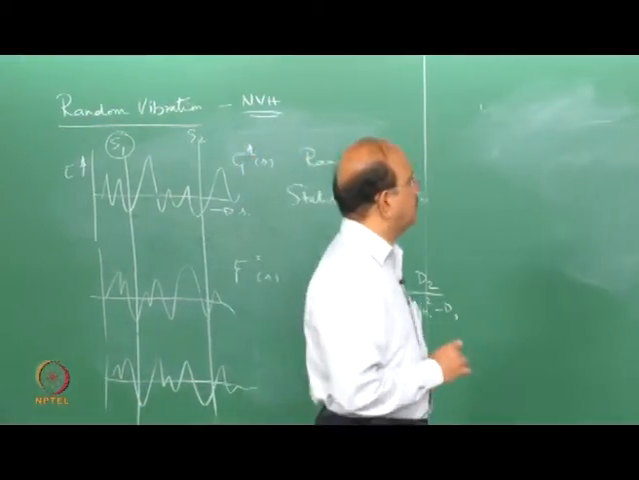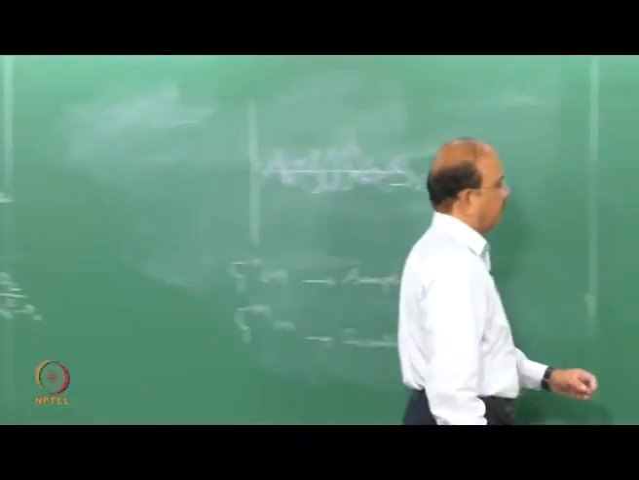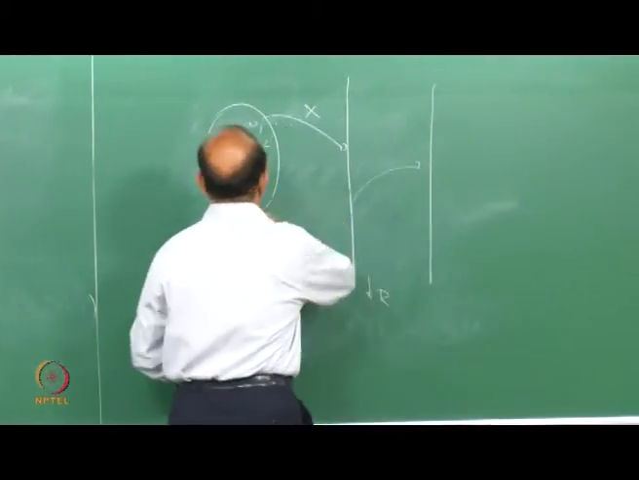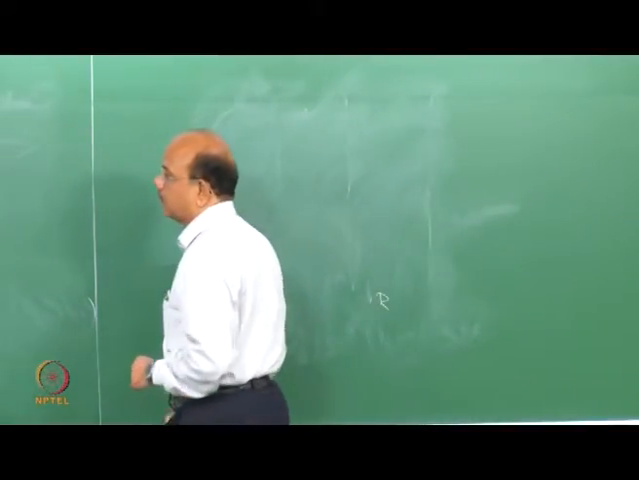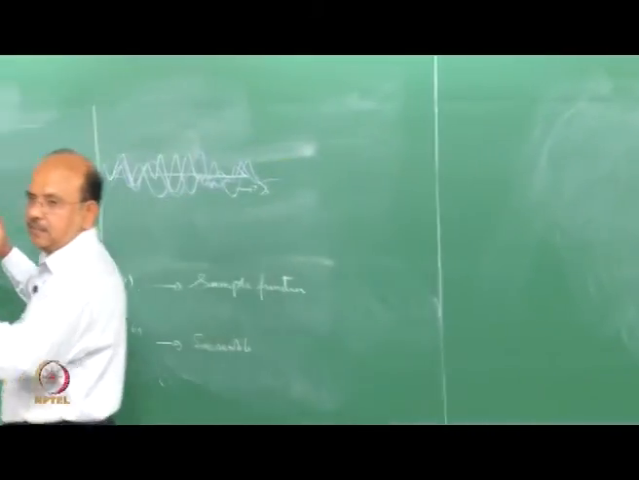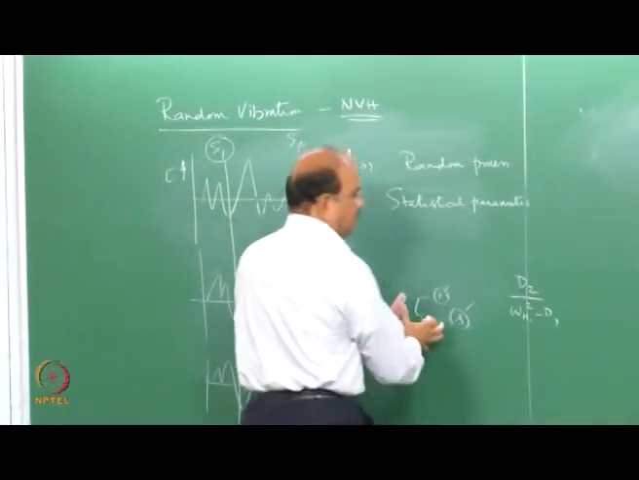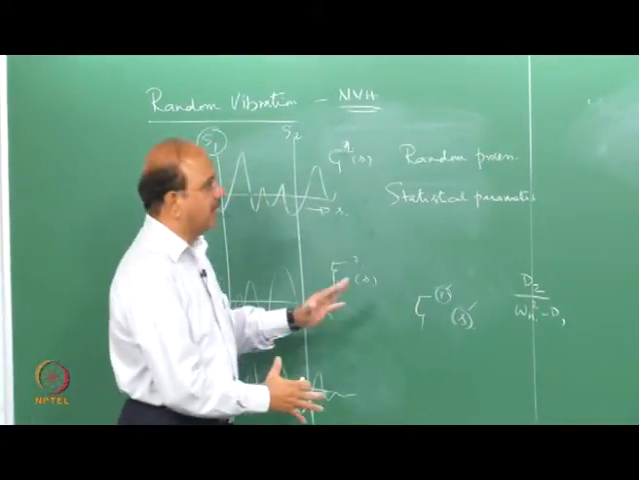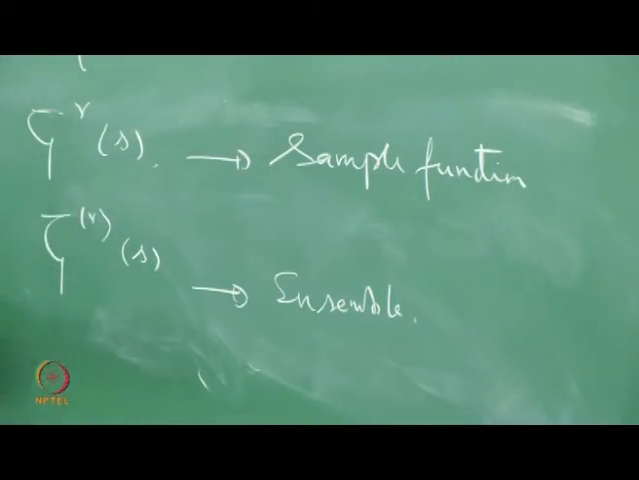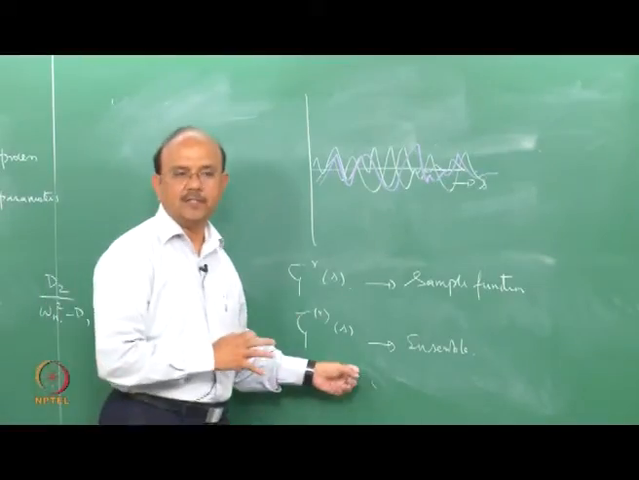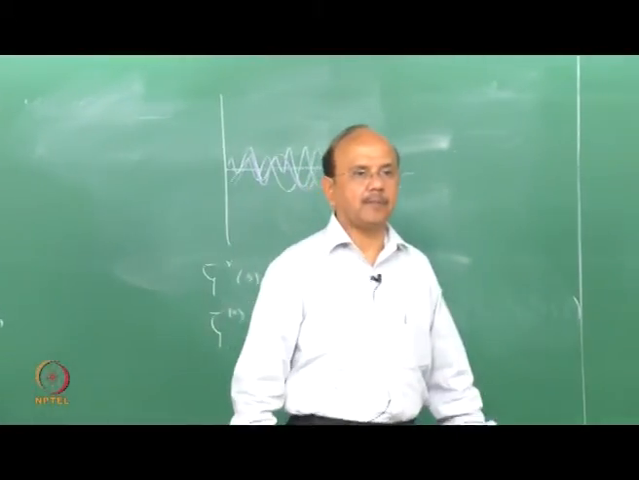Let us now put down some notations. Right now our most important thing is random process. A random process is a collection of all these things. The sample function is one of them, and the complete collection of whatever is possible is what is called the ensemble.